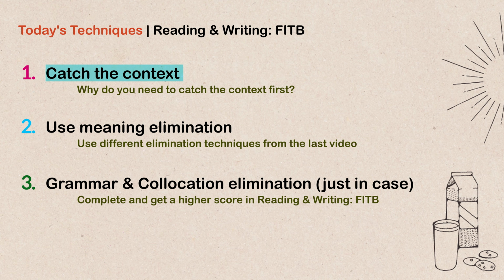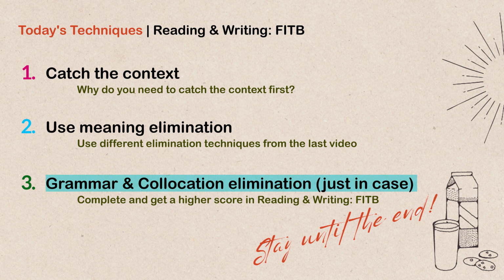So, first, you're going to learn a fast way to catch the context of these kinds of questions. If you can't correctly understand context, you will often answer wrong. Second, I'll show you how to eliminate wrong answers. Now, I showed you elimination techniques in the last video, but I'll use meaning elimination for these questions. You'll learn why and how here. Finally, I'm going to teach you the technique for grammar and collocation elimination, so you can complete the difficult reading and writing fill-in-the-blanks. So make sure you stay until the end.